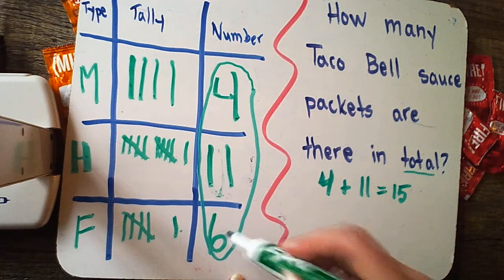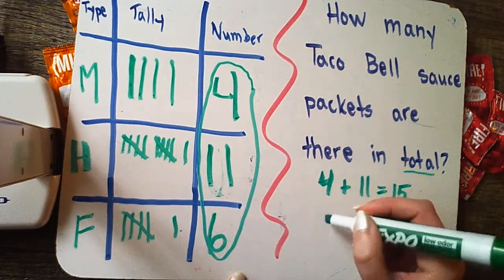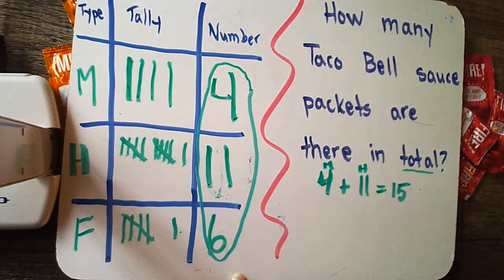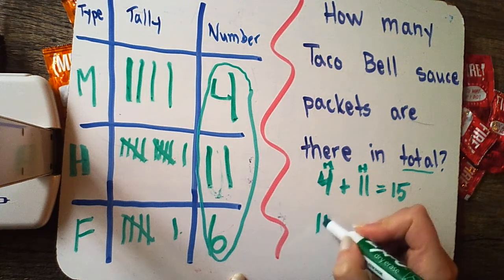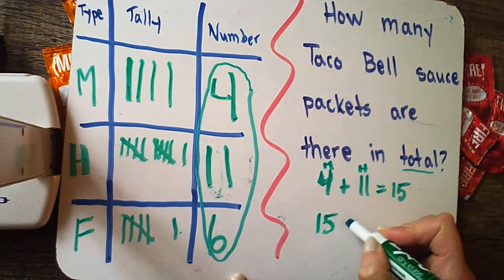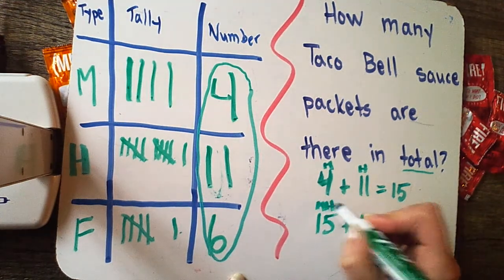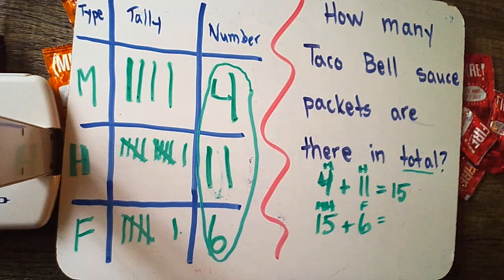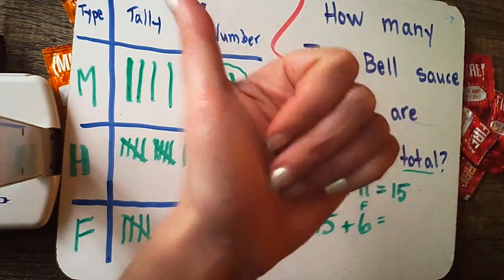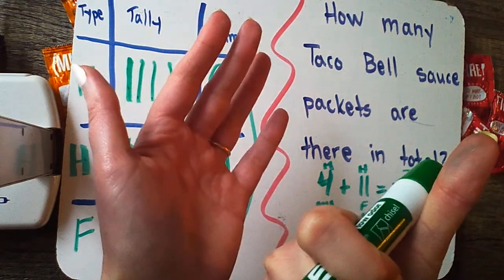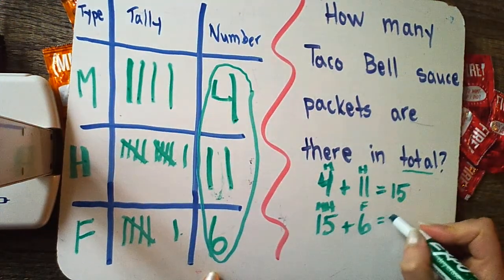But I also can't forget I have 6 fire. So I have to take this 15, remembering this is my mild, this is my hot. Now I need to take the 15 sauce packets, which are mild and hot, and add them to the 6 fire. So here's my mild and hot, here's my fire. Well, if I can't do this in my head, you know what I'm going to do? I'm going to stick my larger addend on my head and count on my smaller addend. So 15, 16, 17, 18, 19, 20, 21. I started at 15, I counted on 6. 15 plus 6 is 21.